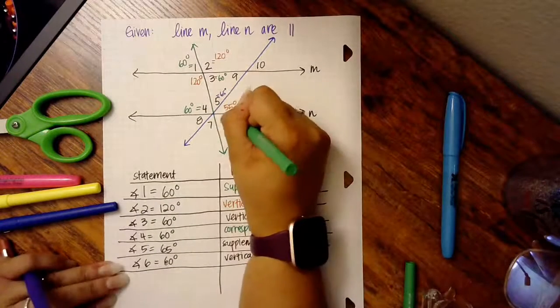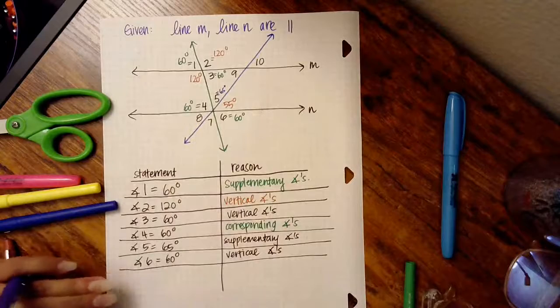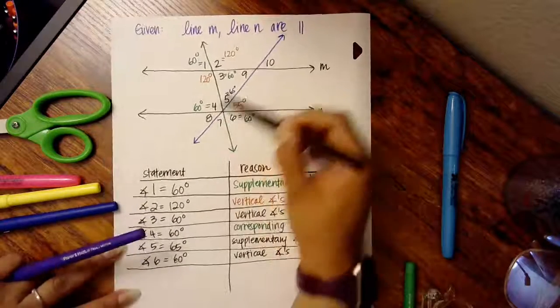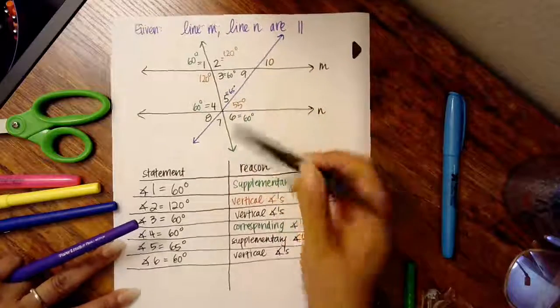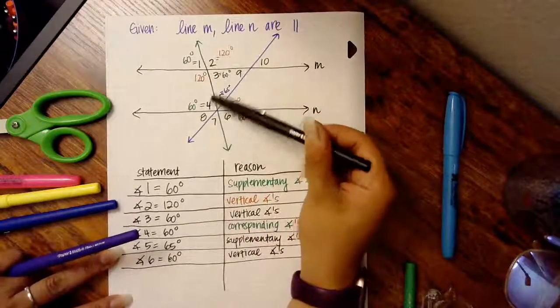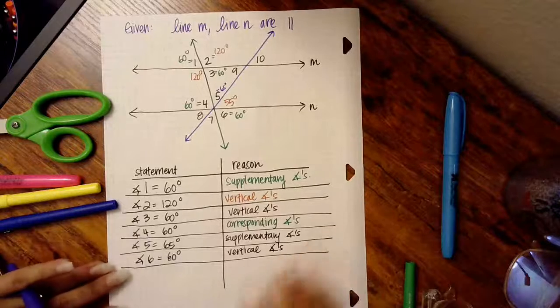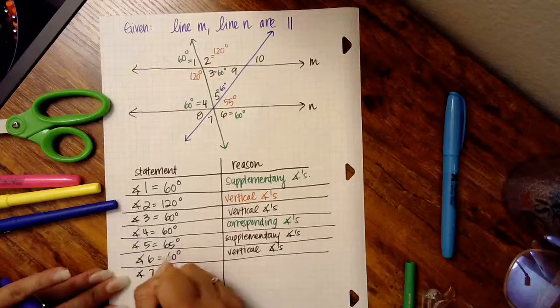Okay, and then looking at number 7, these two lines right here, this blue line and this green line are intersecting, creating opposite angles known as vertical angles. So I now know that if angle 5 is 65, angle 7 must also be 65 because vertical angles are congruent.